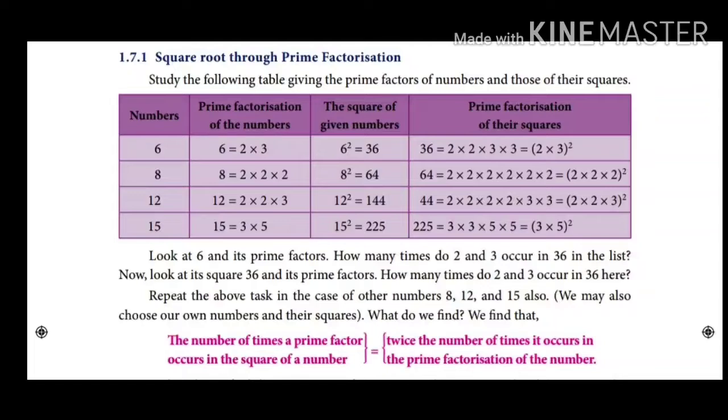Next topic, square root through prime factorization. Already we did the LCM method, and it is the same manner. The number of times a prime factor occurs in the square of a number equals twice the number of times it occurs in the prime factorization of the number. So twice means two numbers, the same number itself.